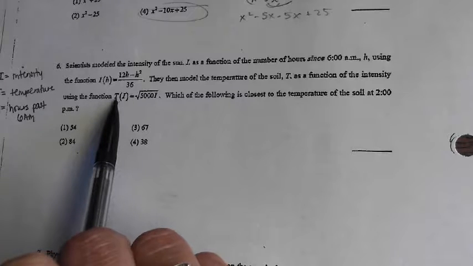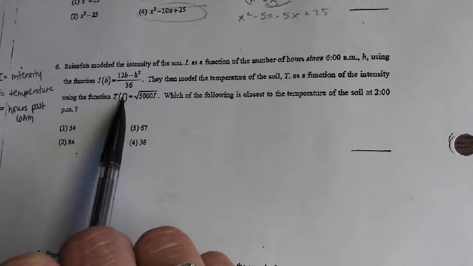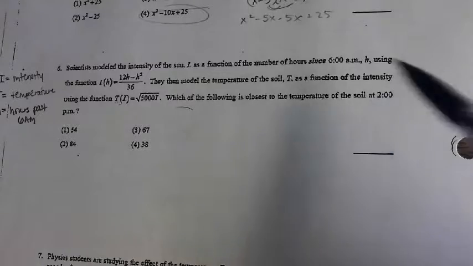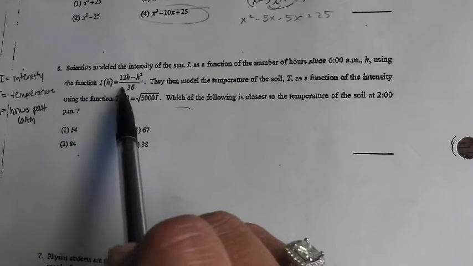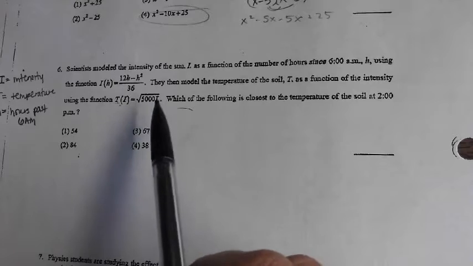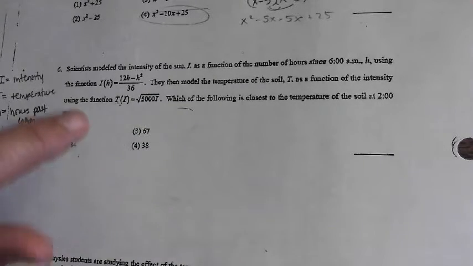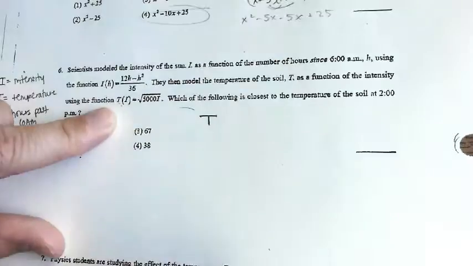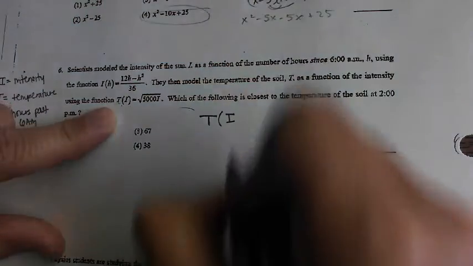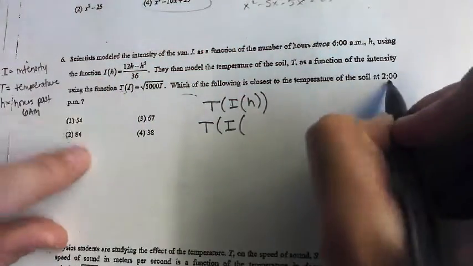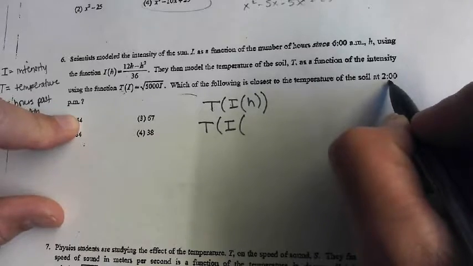In order to find the temperature of the soil, we need to know the intensity. But did they tell us the intensity at 2 p.m.? No. We need to go back and use the other equation to find the intensity at 2 p.m. so that once we know that intensity, we can use it to find the temperature of the soil at 2 p.m. So here's why this looks like a composition: you want the temperature as a function of the intensity, but the intensity is a function of the hour. And what we're going to try to find is the temperature at 2 p.m. So what's the H I'm going to be using? 8 hours. Good.